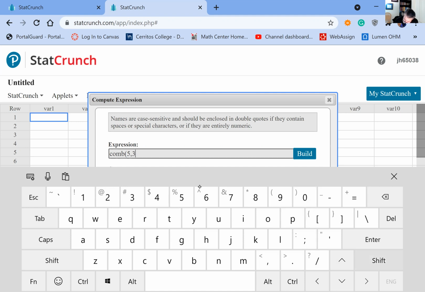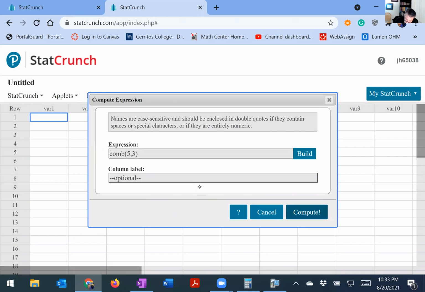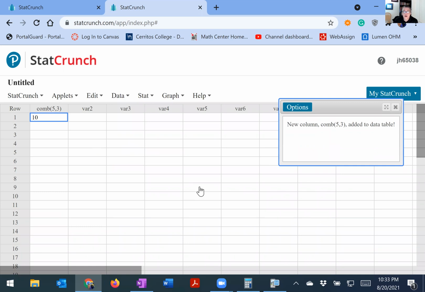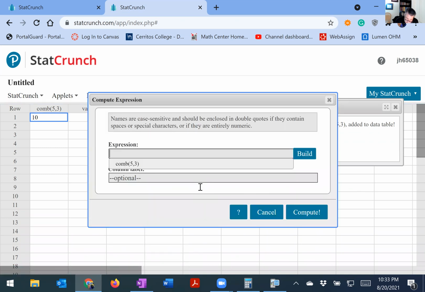Okay, so shift and then close the parentheses. I'm going to click build. Oops, I don't want build. I want to click compute. Compute, and it tells me, oh, your combination for 5 choose 3 is 10. That's nice. So in StatCrunch, you can do the same thing. You just go to data, and then compute, and then expression, and it's this combination, 5 choose 3. Okay, and we're good. So that's how you do it on StatCrunch.